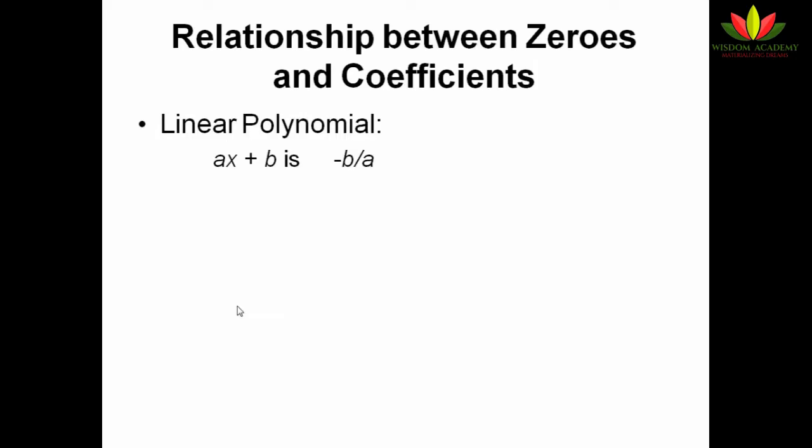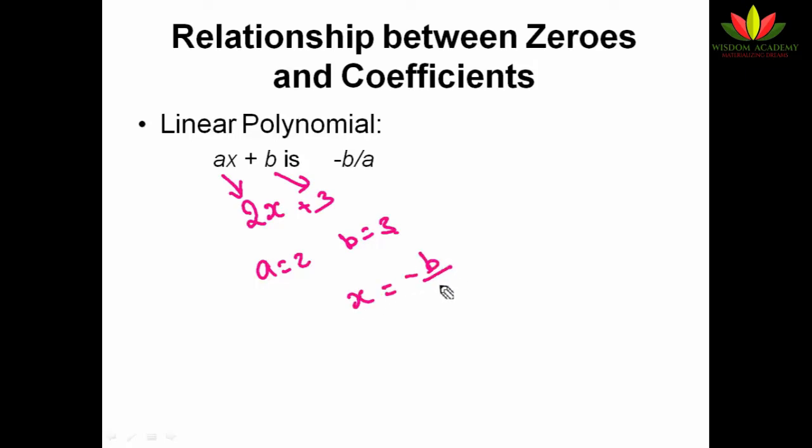Using the coefficients, how can we come to a conclusion about what the zeros are? So if I take a linear equation, for example 2x plus 3, I need not solve this equation. Instead, I can write that what is there in the name of a is 2, and what is there in the name of b is 3. So my zero is always going to be minus b by a. It means that minus 3 by 2 will be the zero of the given polynomial.